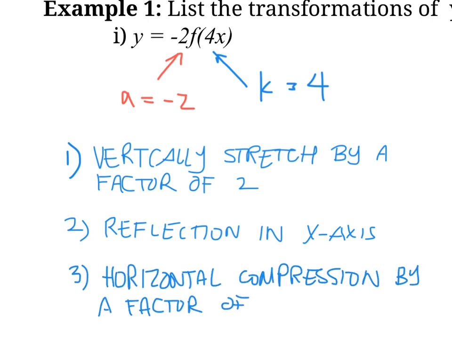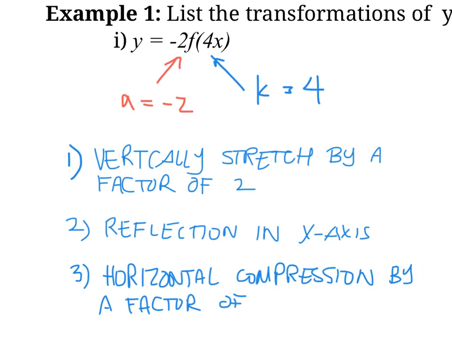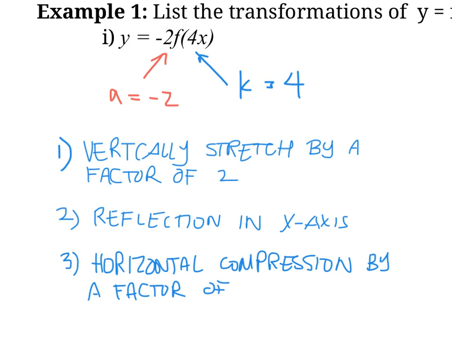Well, the factor it's compressed by is actually 1 over k, right? So if you remember that. So in this case, it's going to be 1 over 4. So it's going to basically take all the x values and divide them by 4. And that makes sense. It's going to bring everything closer to that y-axis, right?